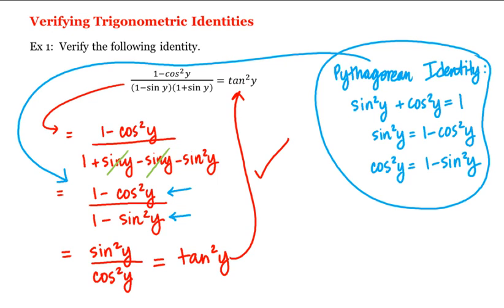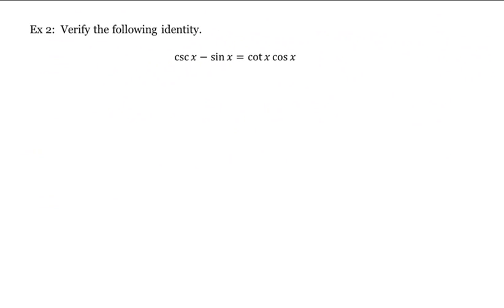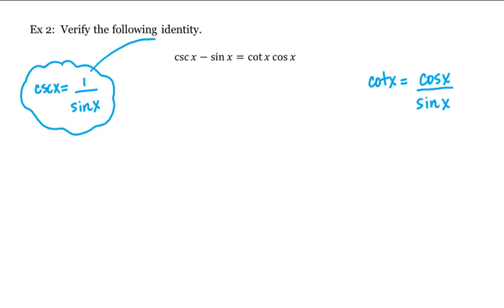All right, let's look at another example. Let's verify this identity here. Now with this identity, let's work with both sides at the same time. Now recall that cosecant of x is equal to 1 divided by sine of x. And also cotangent of x is equal to cosine of x divided by sine of x. So we'll use this on the left-hand side and this on the right-hand side.